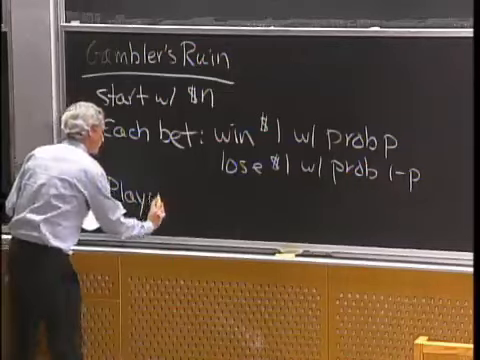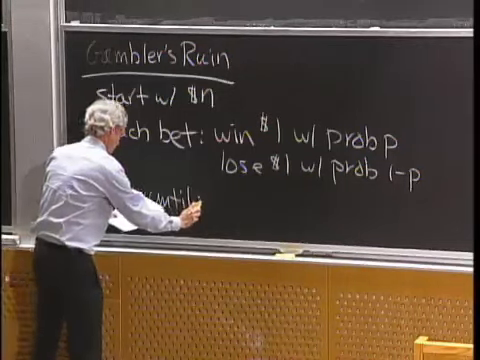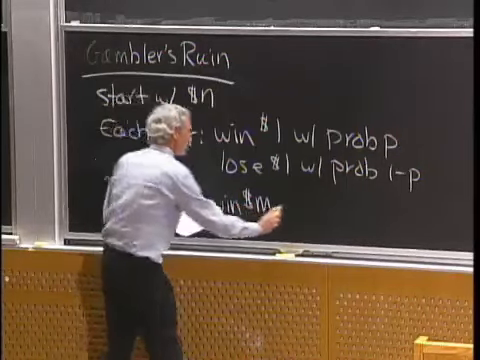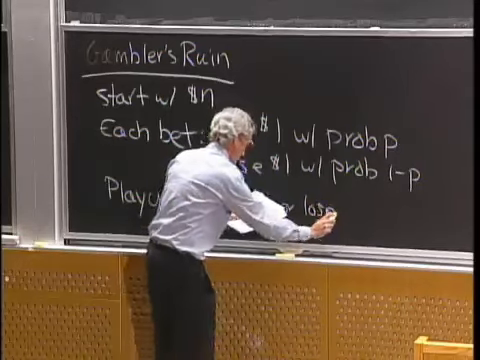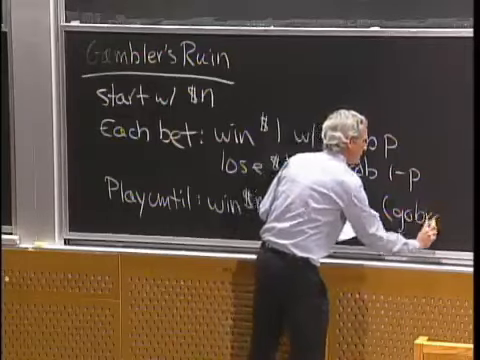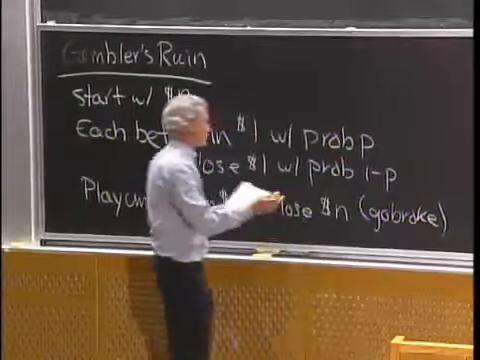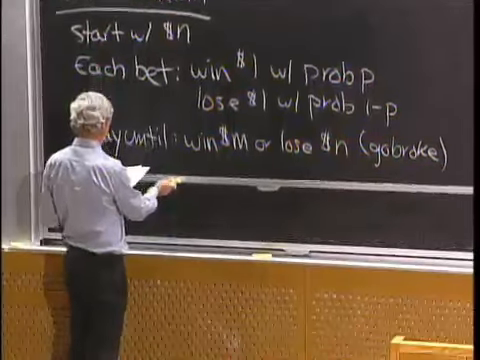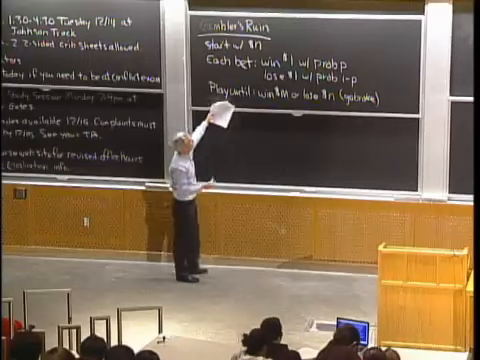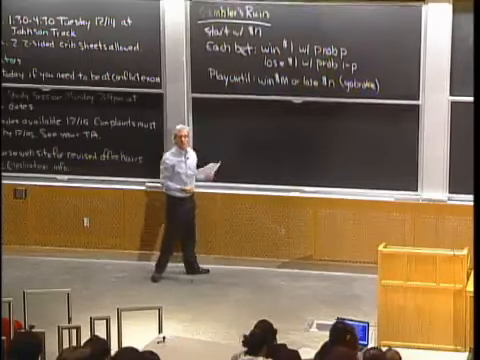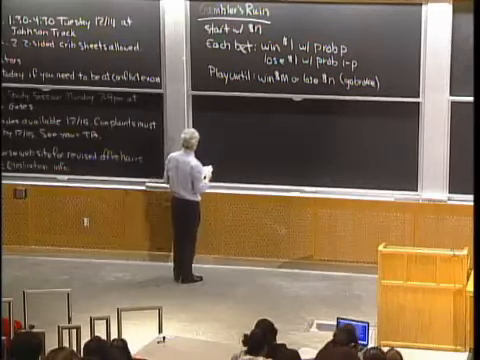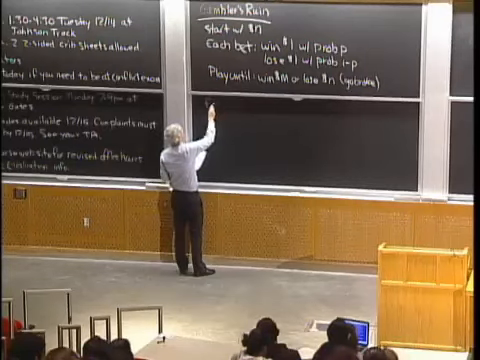So you play until you win M more, net M plus, or you lose N. And that's where you go broke. You run out of money. And we're going to assume you don't borrow anything from the house. All right, and we're going to look at the probability that you come out a winner versus going home broke, that you made M dollars. Now, the game we're going to analyze is roulette, but the technique works for any of them.